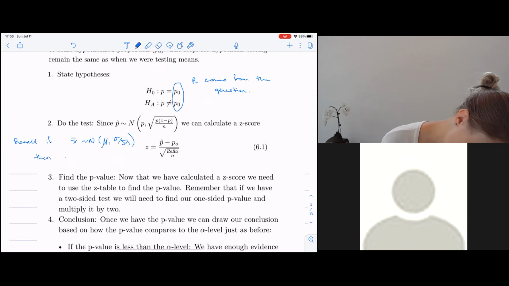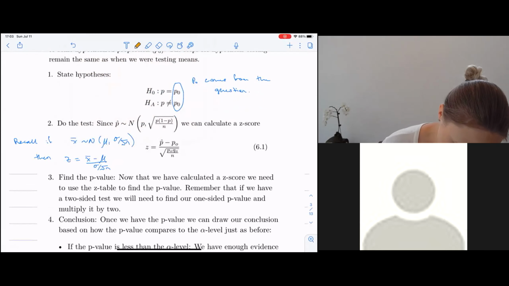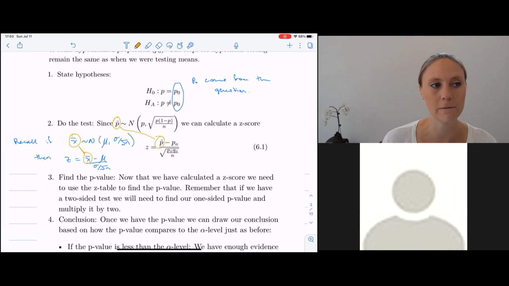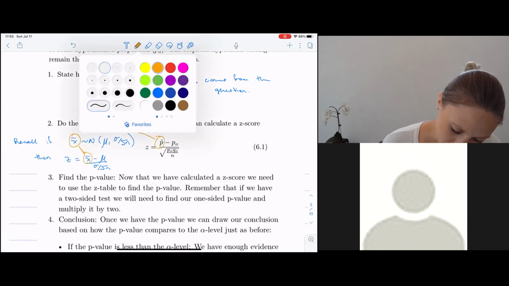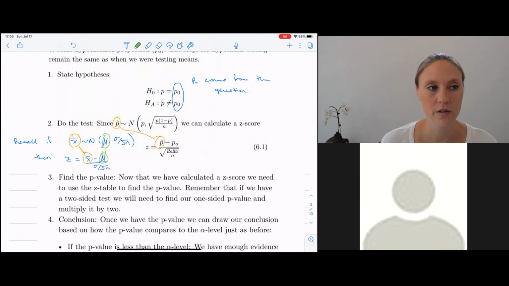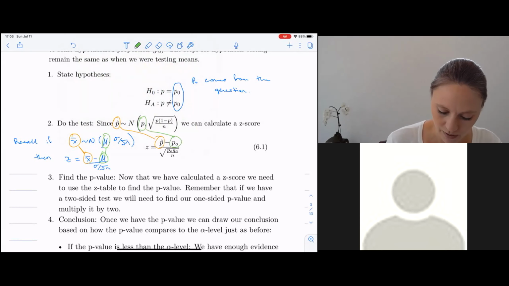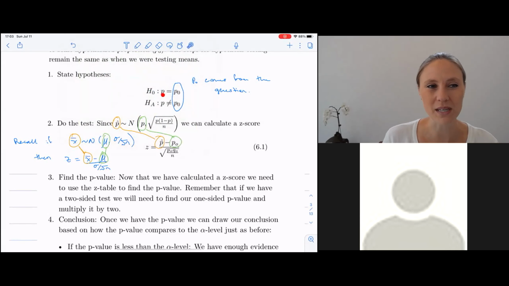then z equals x bar minus mu over sigma over root n. So notice I'll use the same colors here. X bar to x bar, p hat to p hat. New color, mu to mu. Right? The mean of p hat is p, and here I've got a p naught, but p naught equals p, right? So that's not that big of a stretch. P is p naught. So here we have p naught.